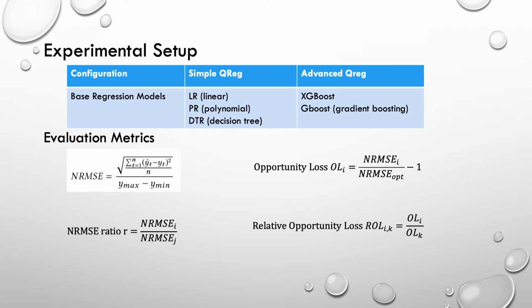And we defined opportunity loss, which quantifies as a percent error due to not using the best model, but using regression model I instead. We further define the relative opportunity loss, which quantifies how much better regression model I does versus regression model K in improving the opportunity loss.